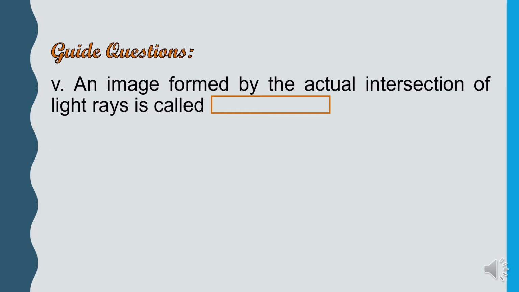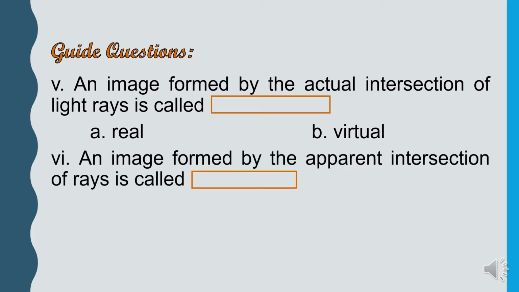5. An image formed by the actual intersection of light rays is called blank. A. Real. B. Virtual. 6. An image formed by the apparent intersection of rays is called blank. A. Real. B. Virtual. Good job! You're done with activity Light as Rays.